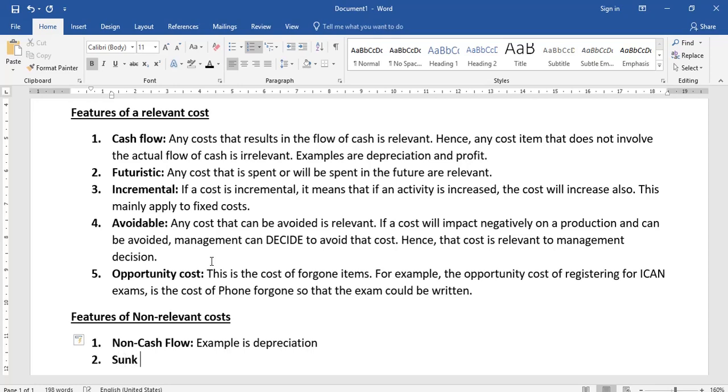We have sunk costs. These are costs that have been incurred in the past. So you see words like where, was, past tense.